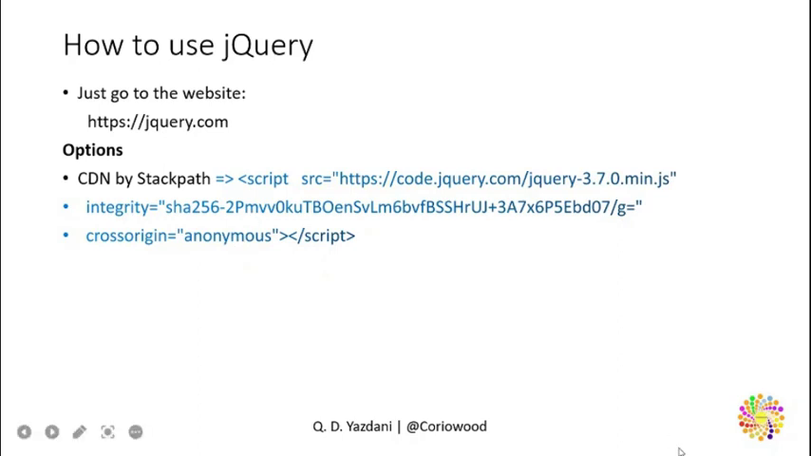Because if you're offline, this one needs to connect to jQuery.com, and through this website it's going to access jQuery 3.7, the minified version of jQuery. So if you're offline for some reason, say a blackout and you don't have electricity, it means your Wi-Fi is off. When your Wi-Fi or internet is off, you can't access this one. So this is a good option if you have a live website.